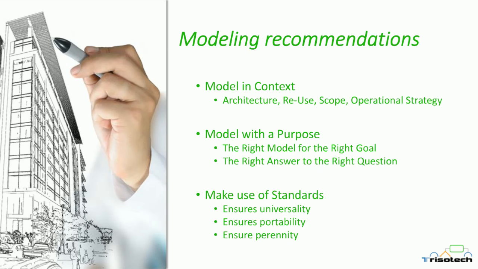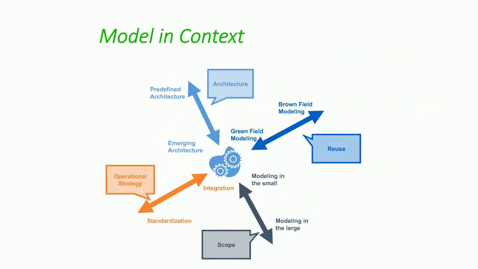So modeling with a context is really about the architecture, the reuse scope, and operational strategy that we're using. Modeling with a purpose is about having the right model for the right goal in order to provide the right answer to the right question. And the use of standards helps us greatly by ensuring universality of the models we create to make sure they're interchangeable and that we have portability of the skill and the people that work to create these models or to read them and consume them after.